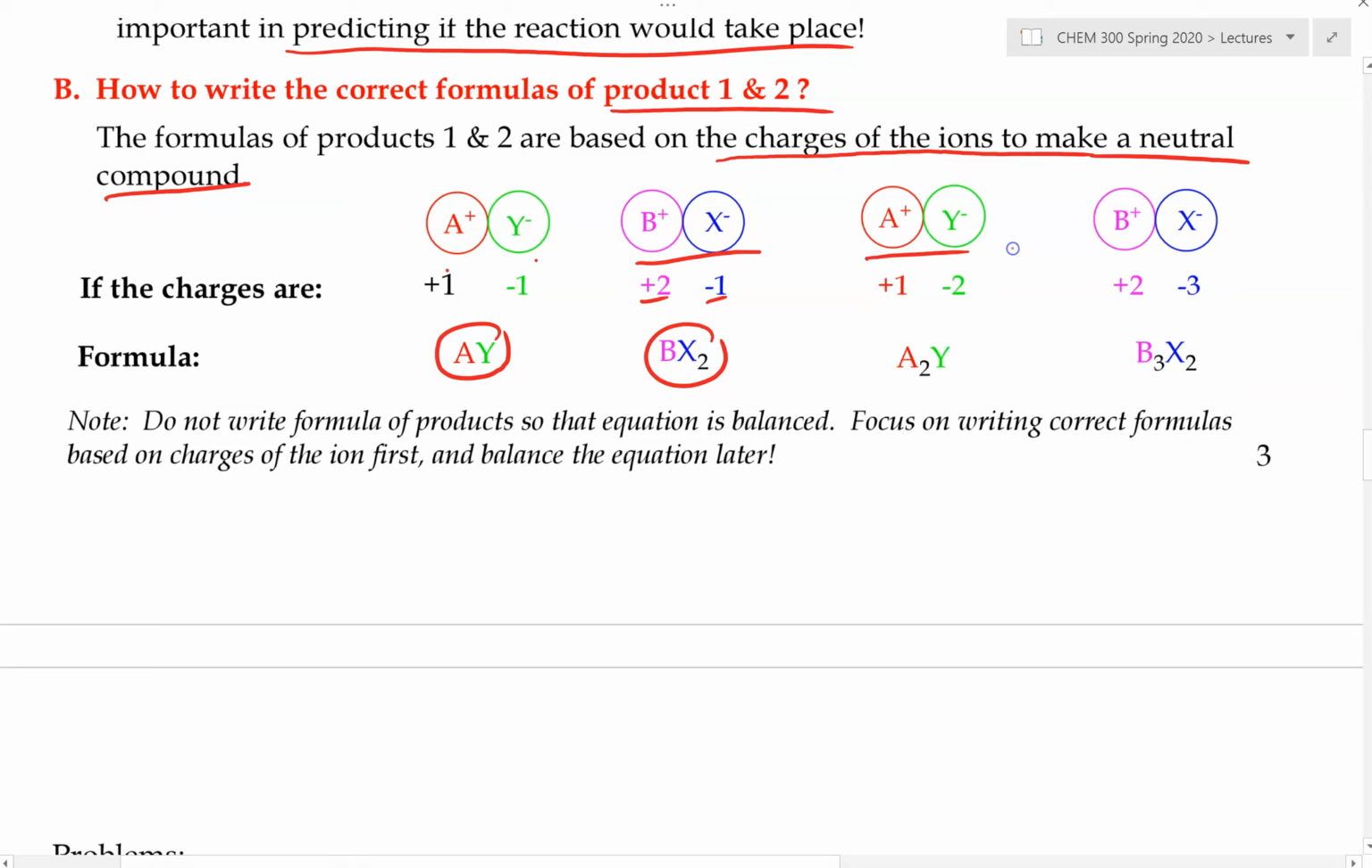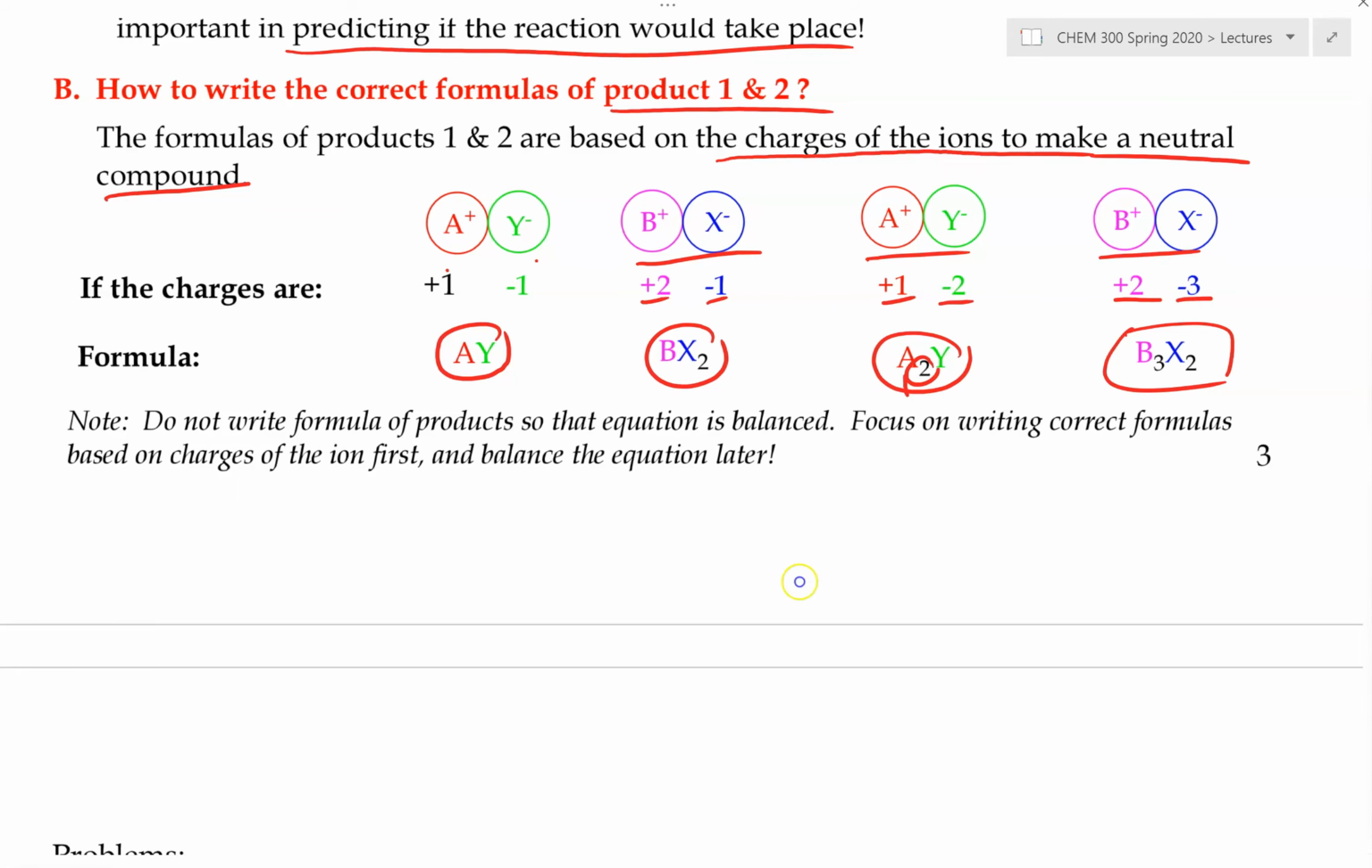And similarly, let's say we have AY, where the charge on A is positive 1 and Y is negative 2. Then the formula of this product will be A2Y. Whatever A and Y would be, there will be 2 A for every one Y. And another example, let's say we have a BX product where the charge on B is plus 2 and X is negative 3. Then the formula of this product would be B3X2. This is how we would have a neutral formula of the ionic compound.